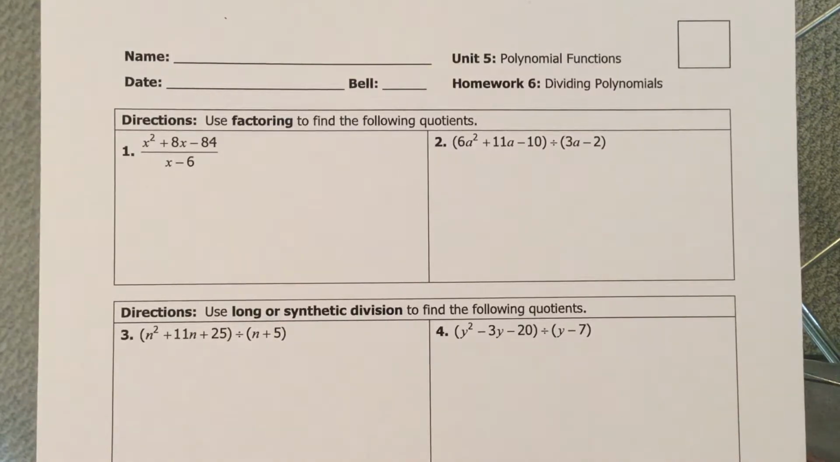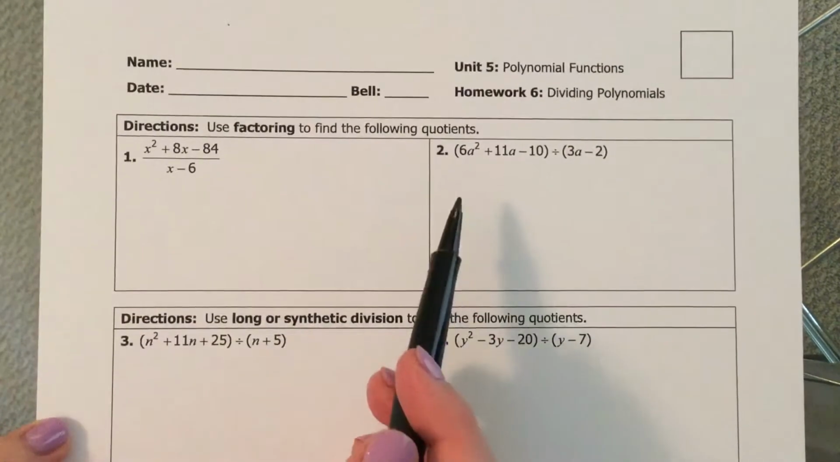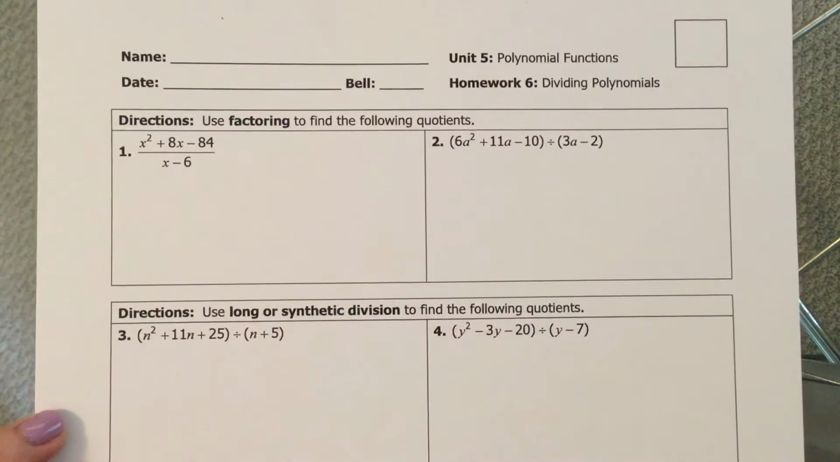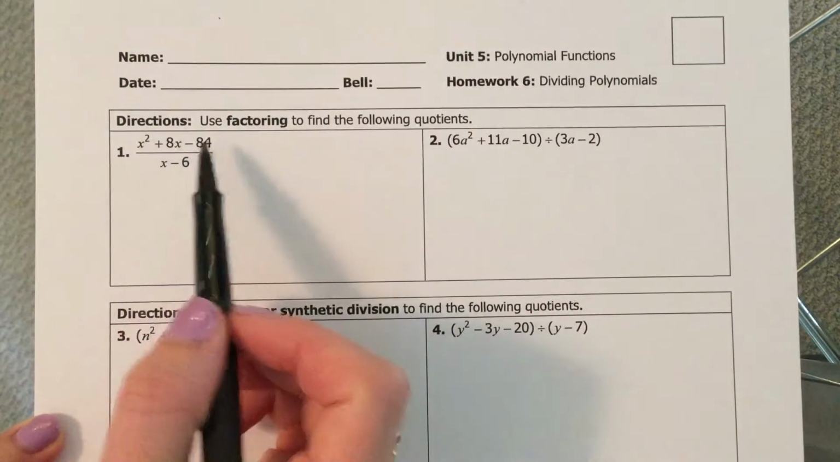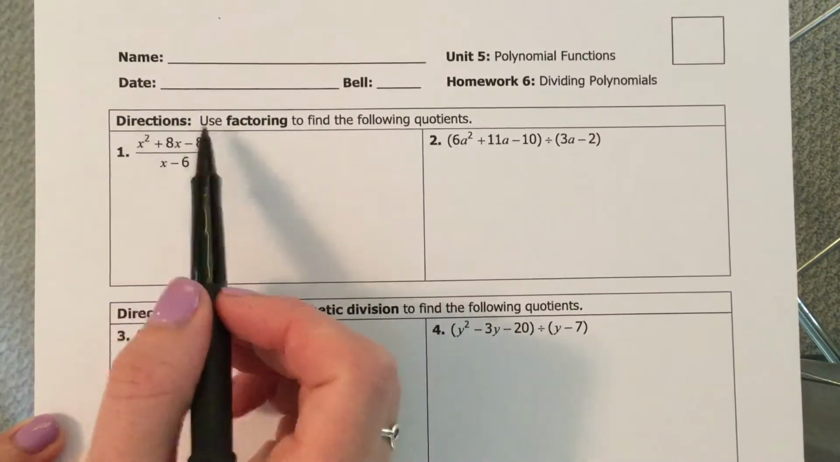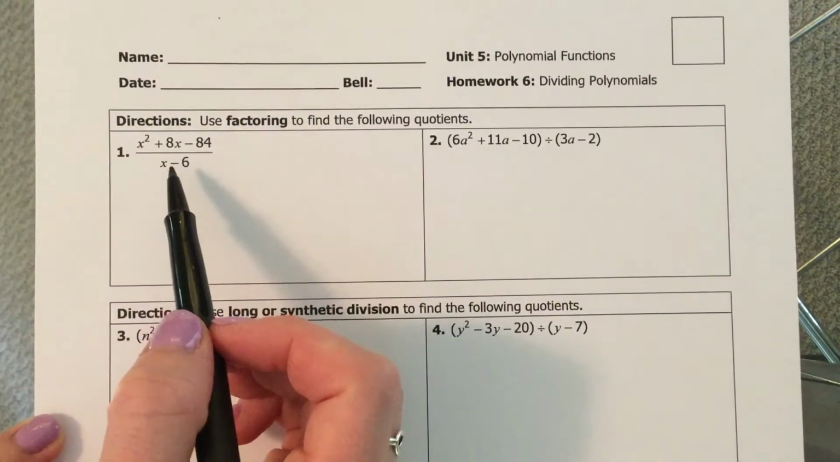Homework 6 is dividing polynomials. So we've got sort of 3 different methods that we worked with in this set of notes. The first method is, in these two, you're using factoring. So basically, it's almost like a simplifying situation where you'd factor down the numerator and then you'd find that one of those factors will cancel what you have in the denominator.